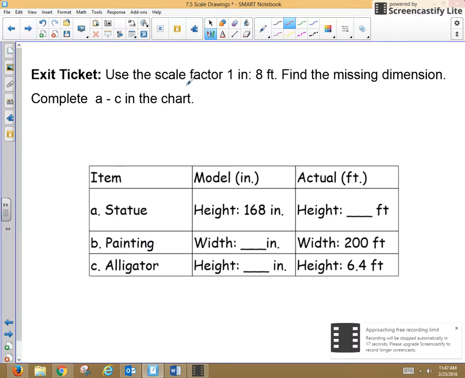For your exit ticket today, use the scale factor of 1 inch to 8 feet and complete the chart here. This is your inches, this is your feet. Set up the proportion 1 over 8 equals the next fraction you see here.